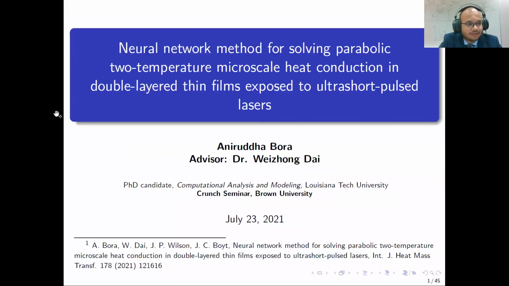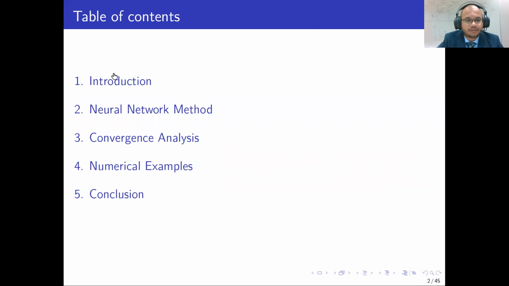Hi, good afternoon, everyone. My name is Aniruddha Bora, and I'm doing my PhD at Louisiana Tech under my advisor, Dr. Weizhong Dai. Today I want to present our paper, which is the neural network method for solving the parabolic two-temperature model when a double layer is exposed to an ultra short pulse laser. My outline of the talk will be a little bit of introduction, and then I'll talk about the neural network method, and then the convergence analysis. Then I'll discuss a few numerical examples, and then I would like to conclude my talk.